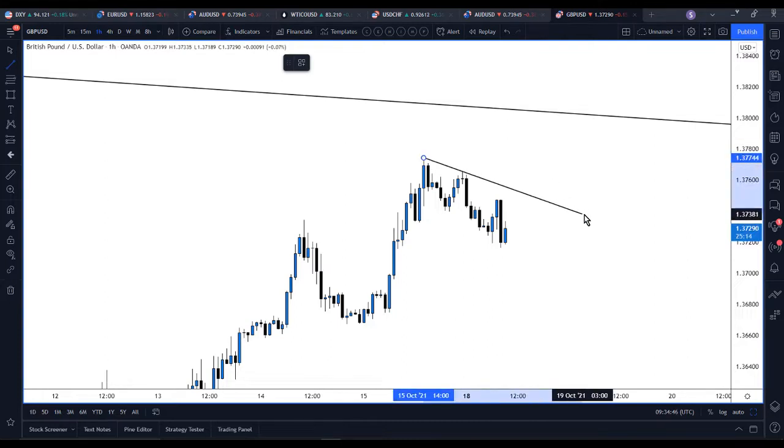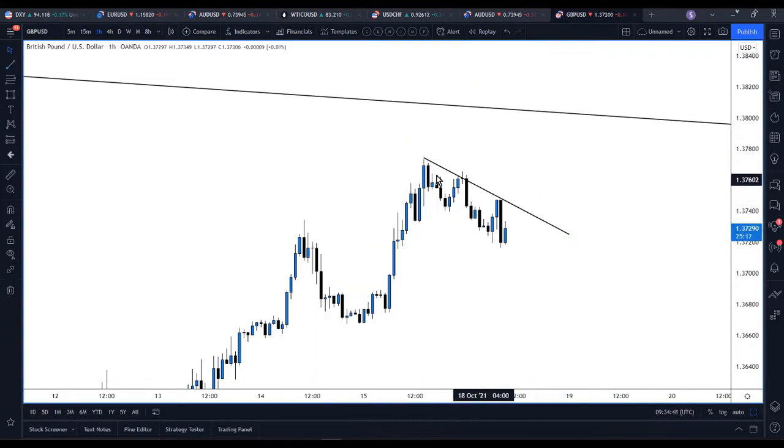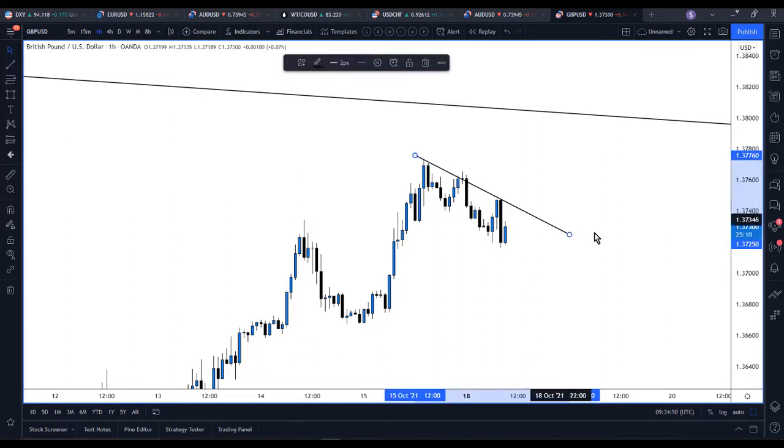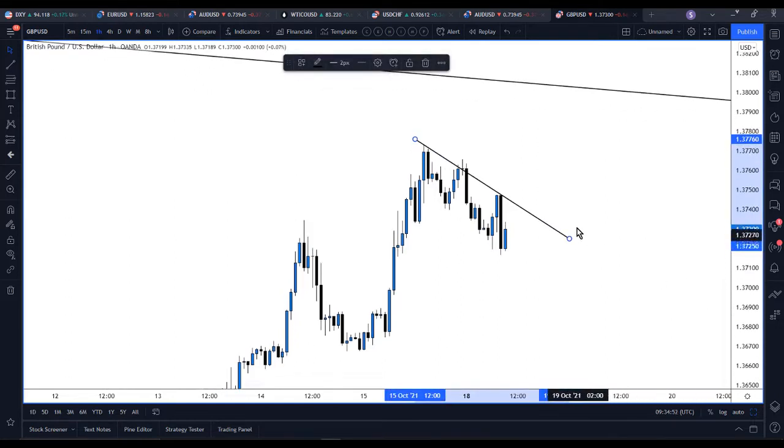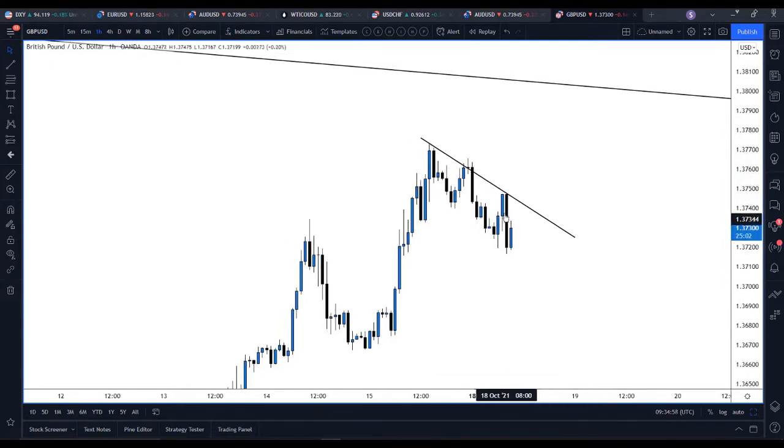You could draw it like that, you could draw it like that. Actually, I think you could argue both of those are correct. This is a little false break. We can see a swing high here, so you could be looking for price to start breaking above this high, because this is the last swing high.